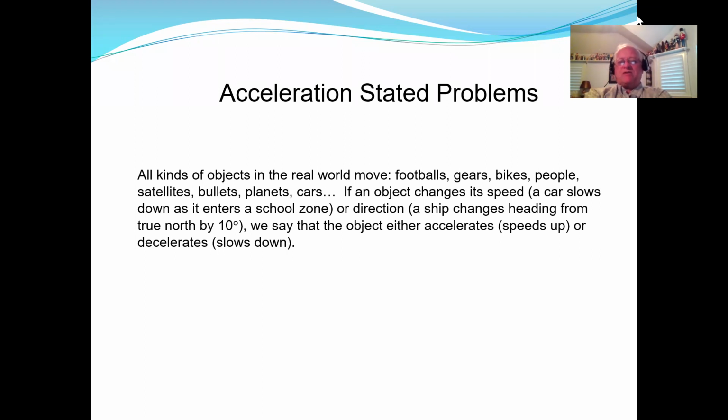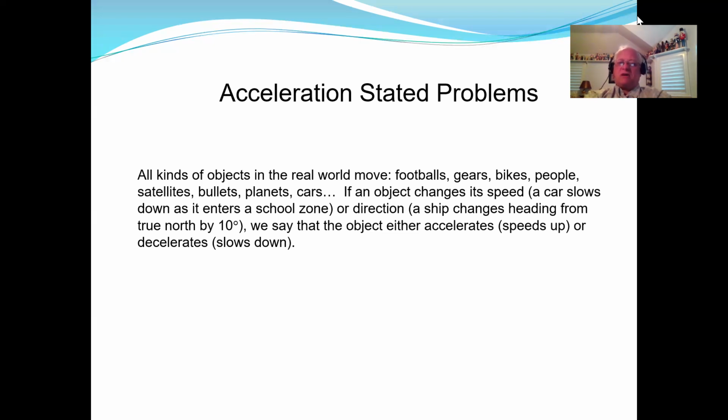In terms of acceleration, the reason that I put acceleration and trajectory problems on the test is I view the Calculator Applications Contest as kind of a pre-engineering contest. And in engineering, we look at the world around us and apply mathematical and science principles typically in order to accomplish something. Certainly, if you look at the world around you, it's replete with examples of acceleration, deceleration, and trajectories. As you see here, all kinds of objects in the world move: footballs, gears, bikes, people, satellites, bullets, planets, cars, and on and on.